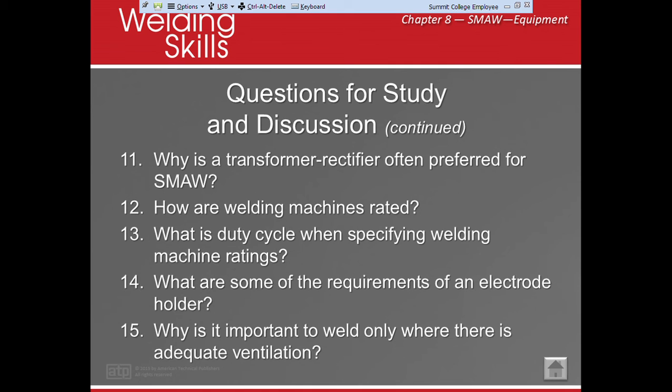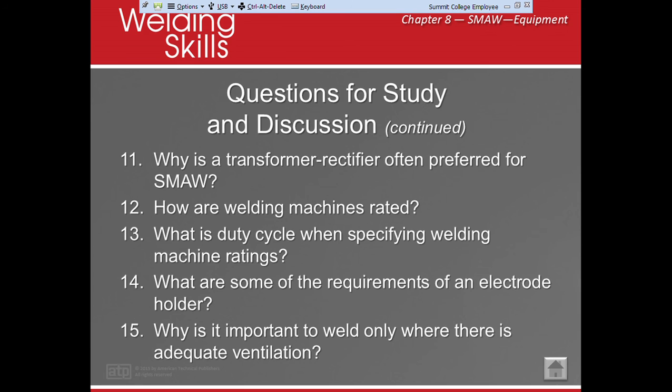Why is a transformer rectifier often preferred? Transformer rectifier welding machines are capable of producing constant DC, and DC produces the highest quality. How are welding machines rated? Welding machines are rated in size according to their current and voltage output at 60% duty cycle. The rating is the current output at the working terminal.